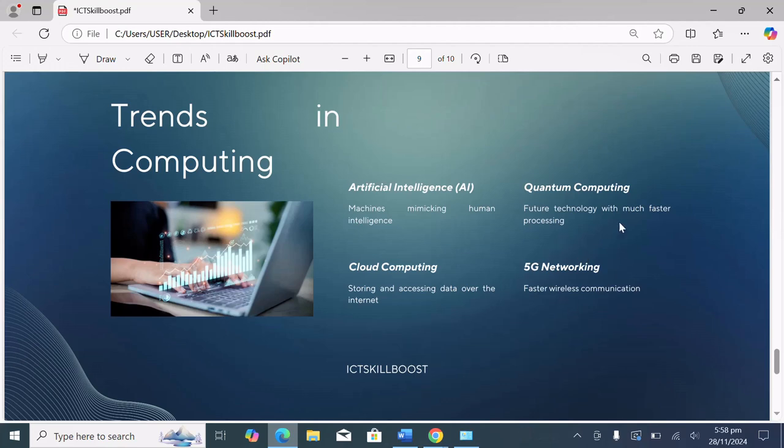We also have what we call quantum computing. This is future technology with much faster processing. The speed at which computers will operate will be significantly fast, and in the blink of an eye you are done with something that you didn't expect to take that long. So these are emerging trends in computing.